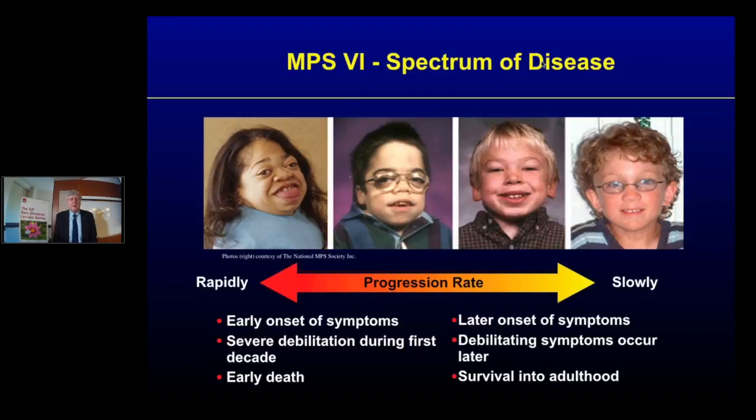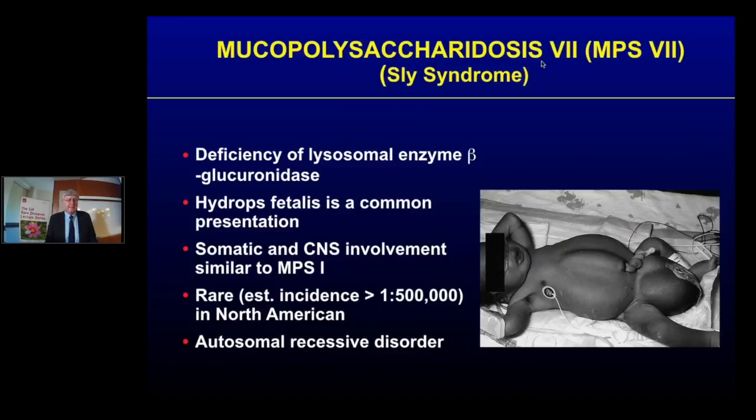One of the rare disorders is Sly syndrome, due to beta-glucuronidase deficiency. In this disorder, hydrops fetalis, or non-immune hydrops fetalis, is a common presentation. These patients are very similar to patients who present later in life with MPS 1, with both physical and CNS involvement. It's a very rare disorder in North America. It's much more common in other parts of the world, as is MPS 6, and it's an autosomal recessive disorder.